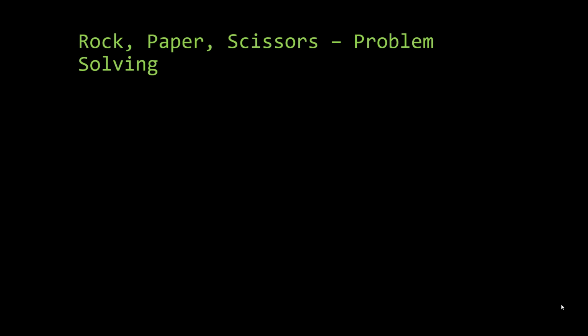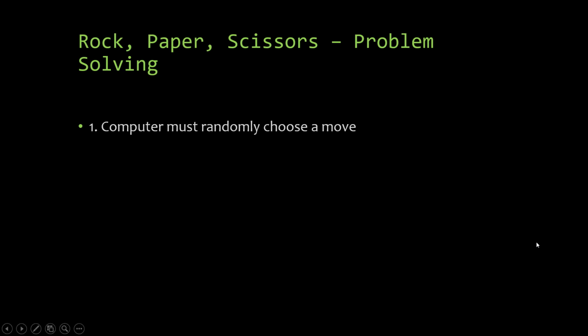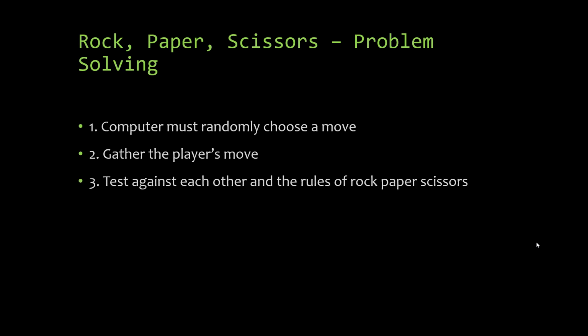So when we go about creating this app, what will be the first step? Well, first we have to go ahead and have the computer randomly select a move. So they either have to select rock, paper, or scissors, right? Then we're going to gather the player's move, what we play, whoever's using our app. Again, that will be rock, paper, or scissors, and then we're going to have to test against each other, and also obviously the rules, right? So if it's a tie, we'll have to test against that.